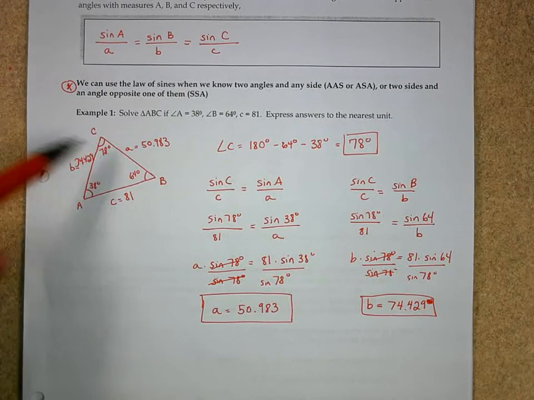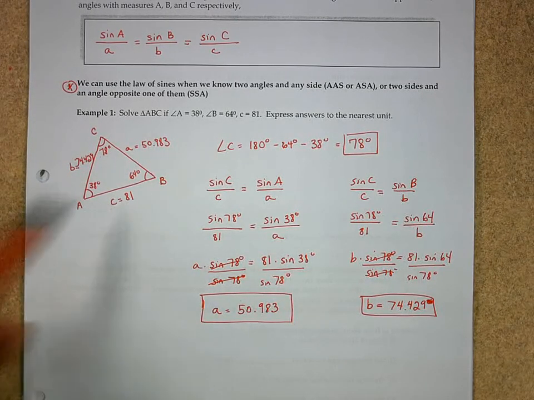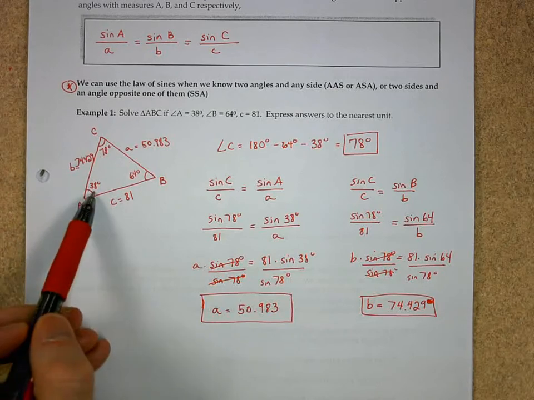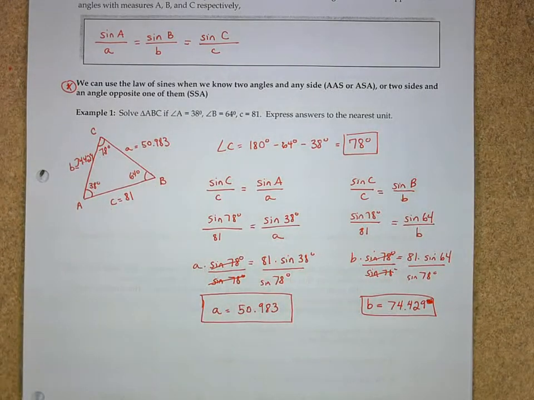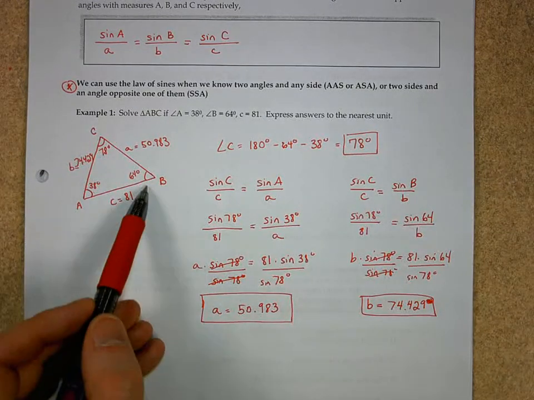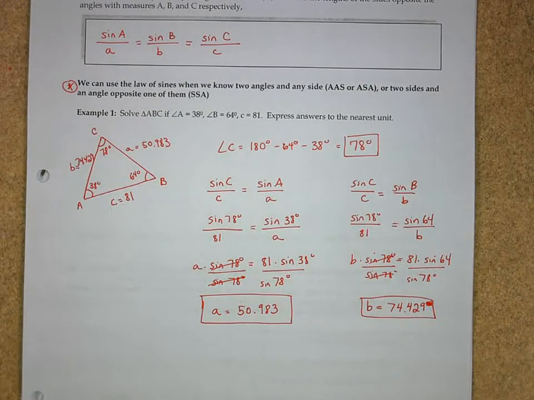Here, angle C is my largest, 78 degrees. It's across from the largest side, which is 81. The smallest angle is 38. Across from it, the smallest side is 50.983. And so then the middle one, 64, is the middle length, 74.429. So that looks like we've got a good solution for that triangle.